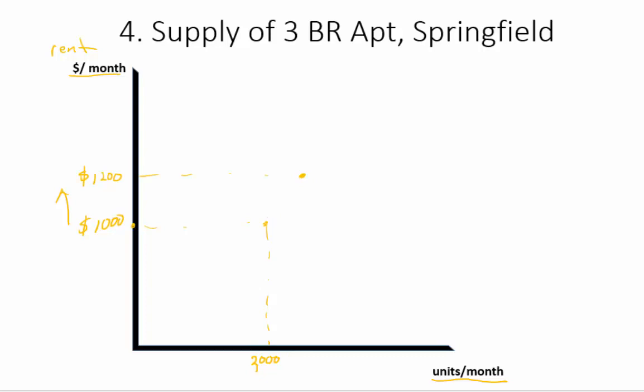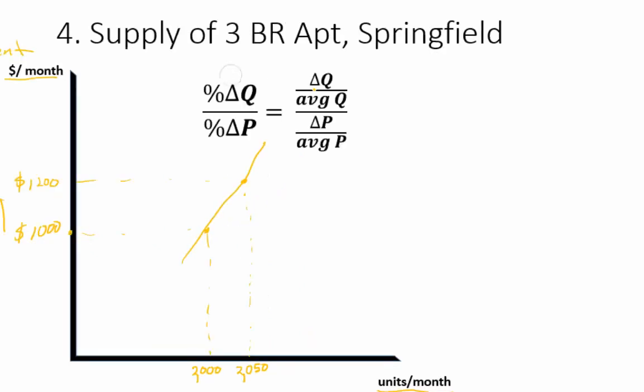And because in the short run the supply of apartments is relatively fixed, it's pretty difficult for them to increase supply. They might be able to get some units that are being cleaned or repaired and hurry that along and get the supply up just a little bit. So let's say it only goes up to 2,050, and then we have a supply curve that looks something like that.